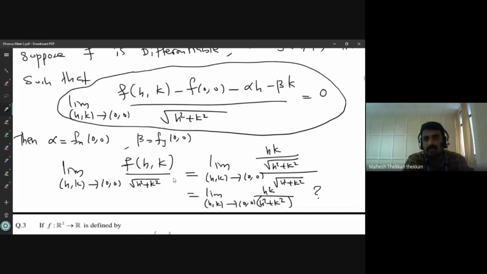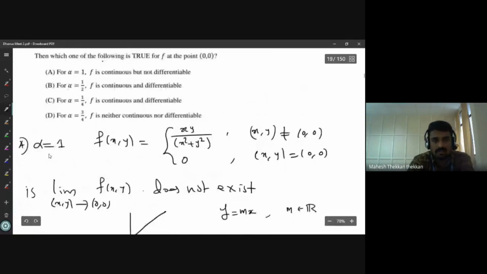If it is differentiable at (0,0), the derivative has to be (0,0) only, because the partial derivative with respect to x at (0,0) is 0 and the partial derivative with respect to y is also 0. So I have to plug those values in as alpha and beta and compute this limit, and it should exist and it has to be 0. Then only I can say the derivative exists at (0,0). But here I got that the limit is not existing. So f is not differentiable at (0,0). So for the alpha equal to half case, the function is continuous, but it is not differentiable at (0,0).